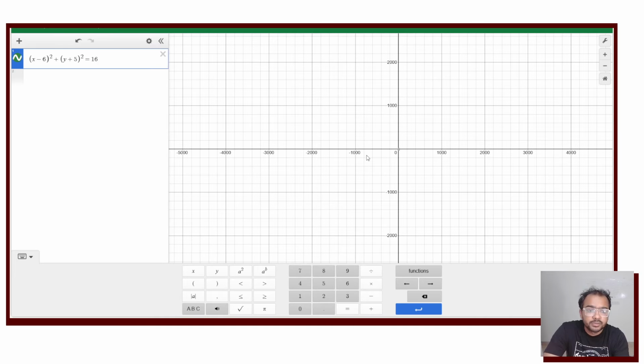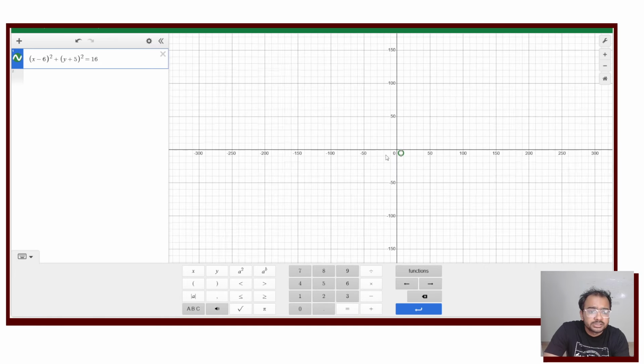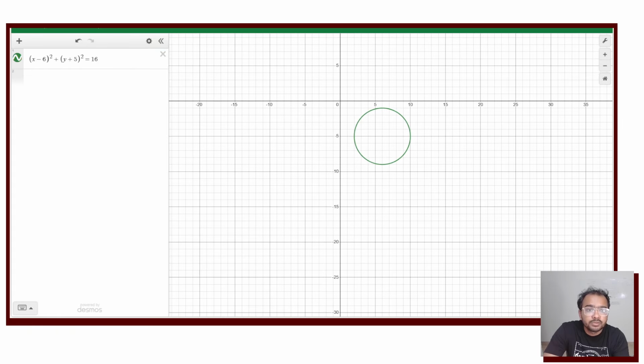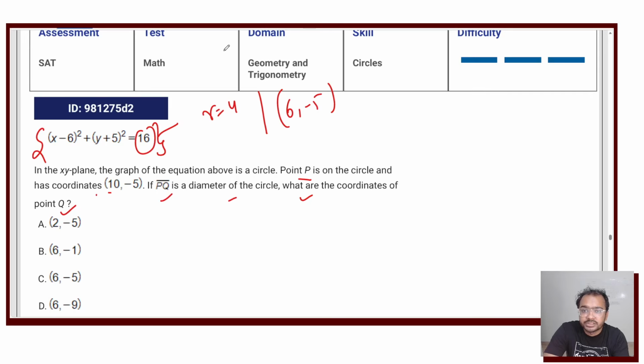Okay, so that will be giving a circle, and let's see, where do we have that circle? So this is our circle. Also, they have given you one of the coordinates, and one of the coordinates is 10, -5. So where do we have 10, -5?